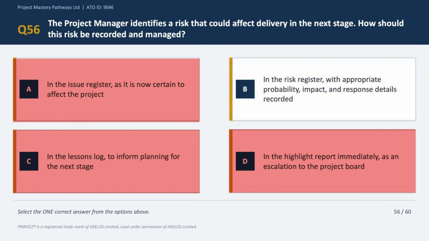So the correct answer is option B, which says that it should be updated in the risk register with probability, impact, and response details. Okay, and it's a very, very comprehensive answer choice because the risk register is exactly where you record identified risks. So the correct answer is option B.